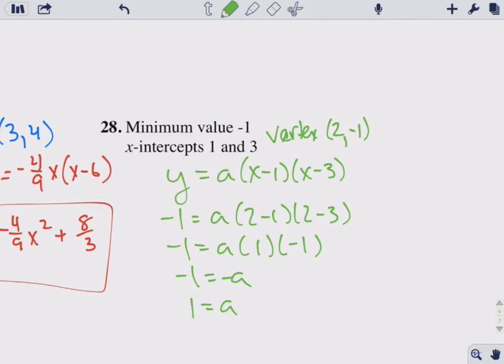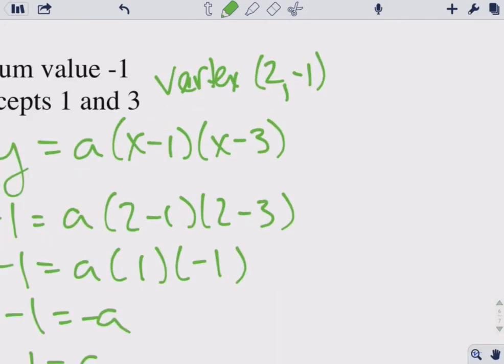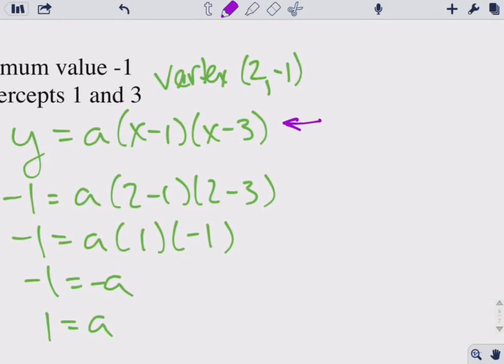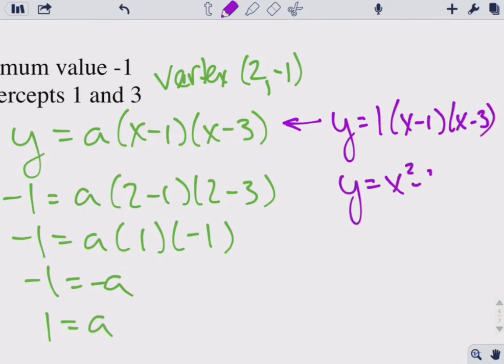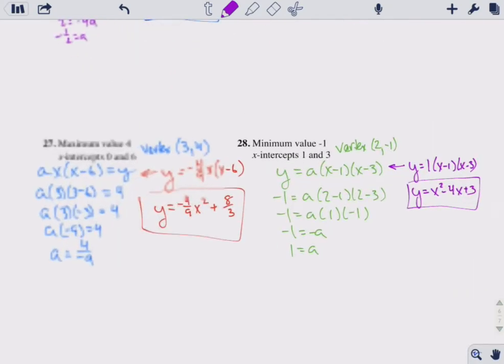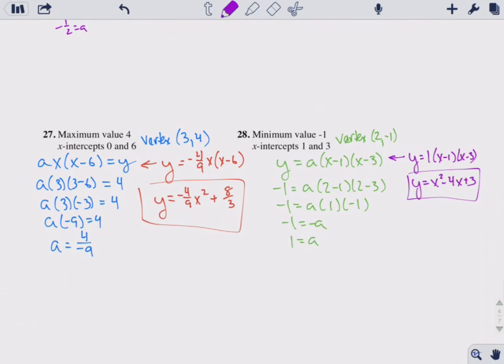Good. Take this and plug in a, which is 1, which makes our life easy. So that's y is equal to x squared minus 4x plus 3. And that's the end of page 6 of the review, and that's all of the review.